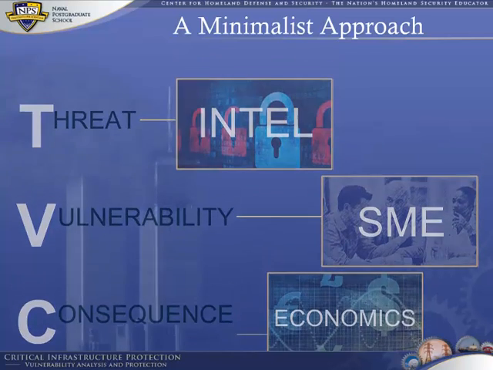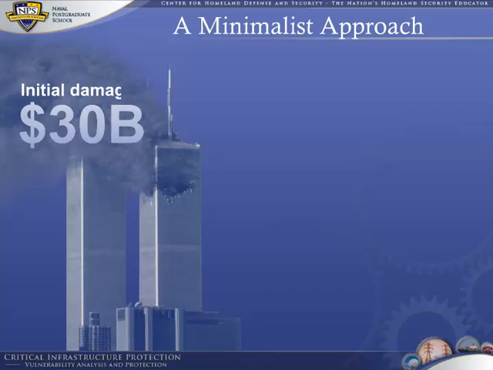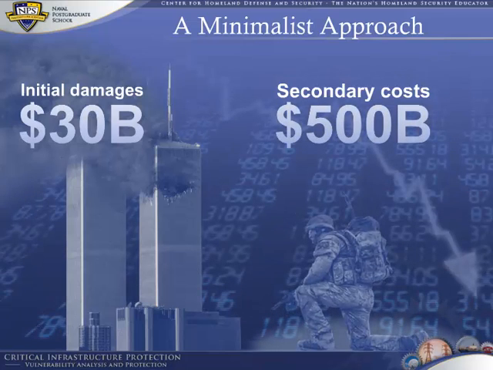For example, the damages to the Twin Towers in 2001 were approximately $30 billion, but the secondary economic damages were perhaps as high as $500 billion. So, consequence estimation can vary depending on how you define consequences.